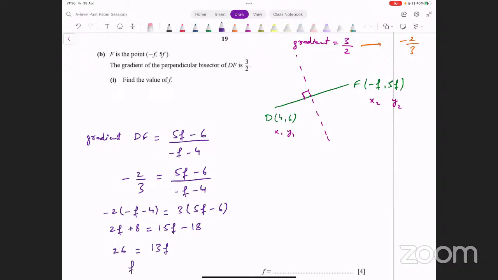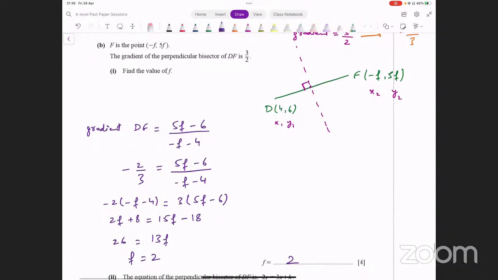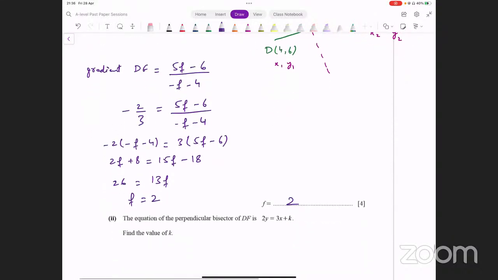और f की वैल्यू हमारे पास क्या आ जाती है? 26 over 13, that's 2. F equals 2 from this. That's the final result that we get. Okay, ये हमारे पास f की वैल्यू आ गई. Let's move on to part 2.